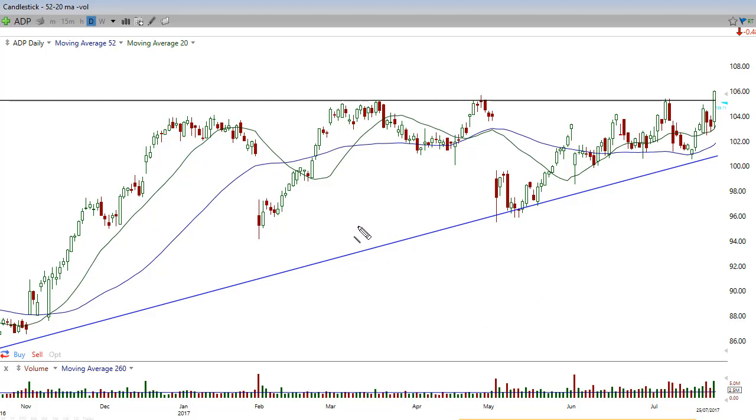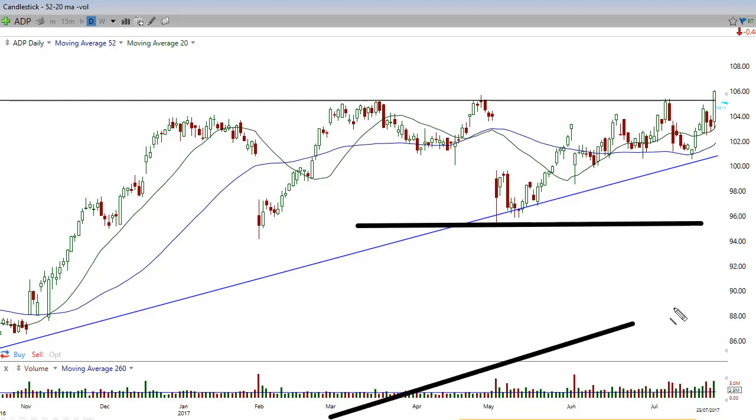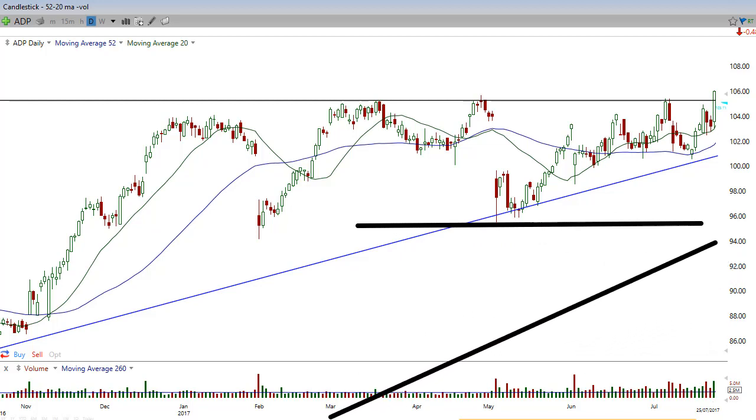So let me do this here. If we have the ascending triangle pattern here and the market's running up here, here is the difference between a powerful breakout and just an okay breakout. This is one powerful bullish pattern that I like to trade myself.